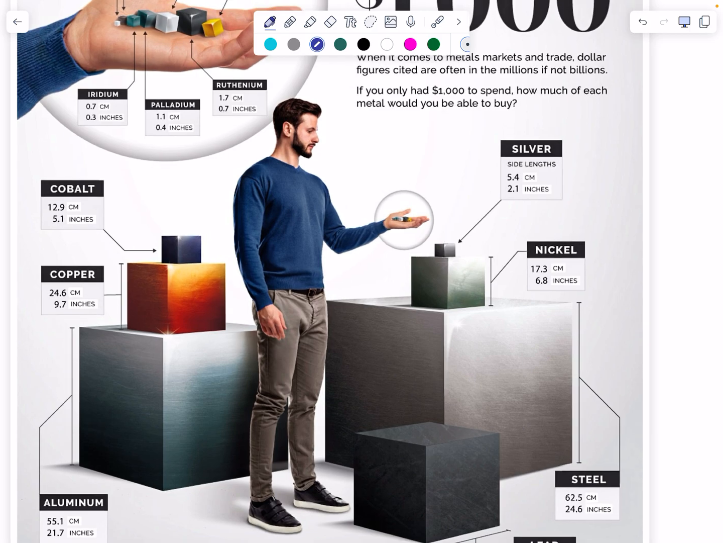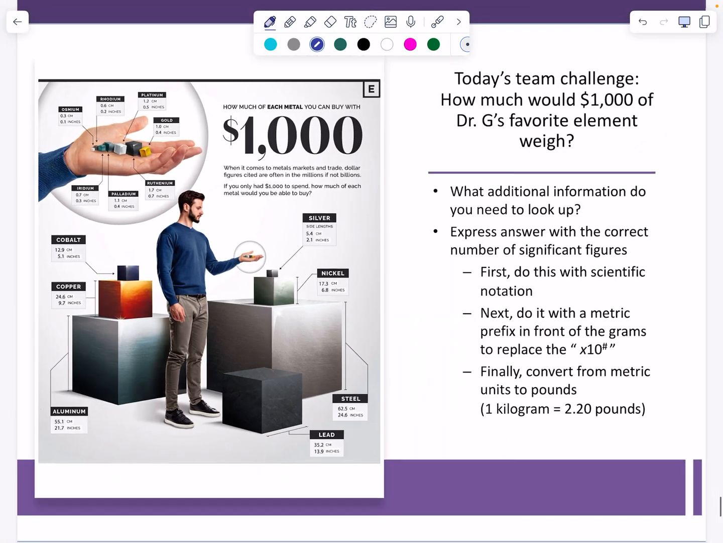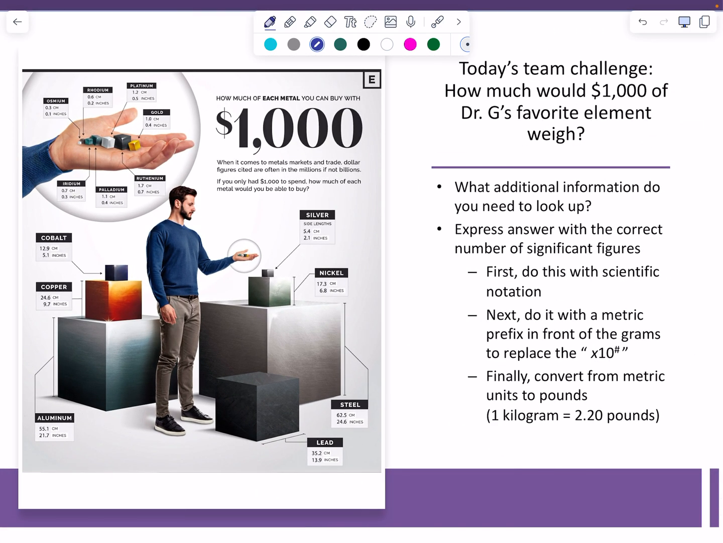So your goal for your team question for today is going to be figuring out how much $1,000 of copper would weigh. So you should be able to determine the volume of that cube, right? And what's the piece of information you have to look up?